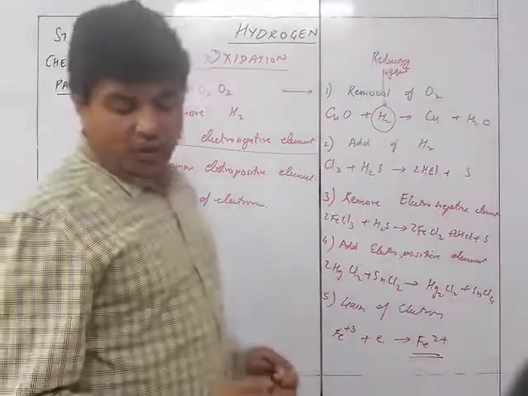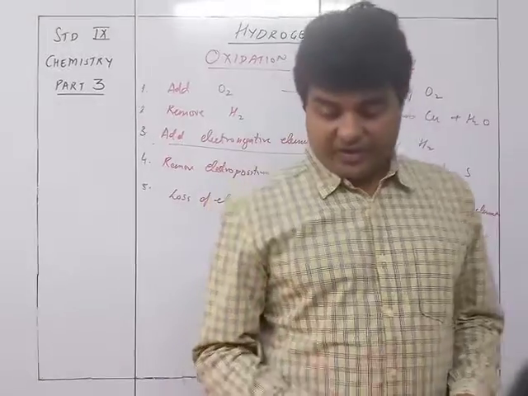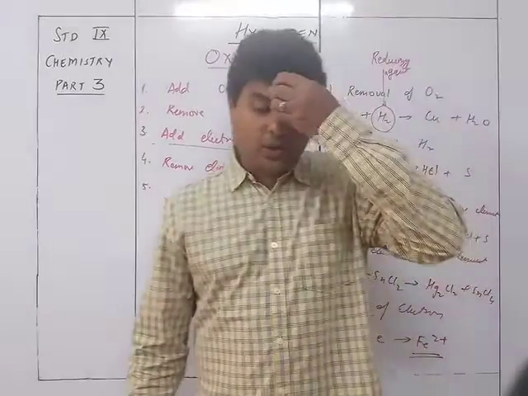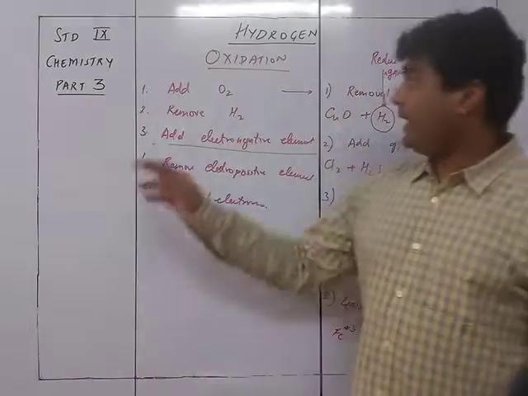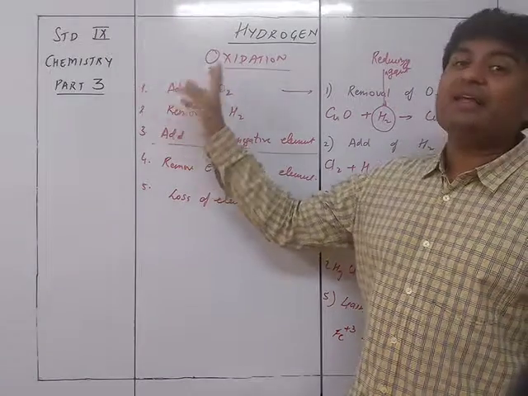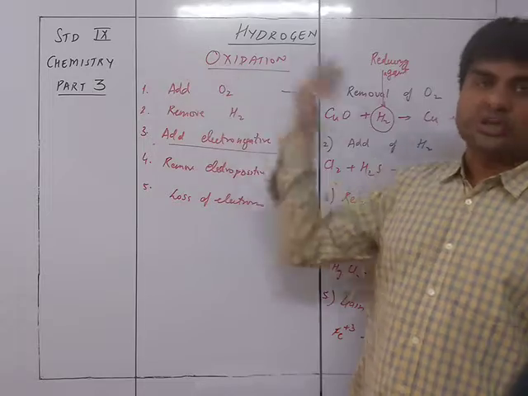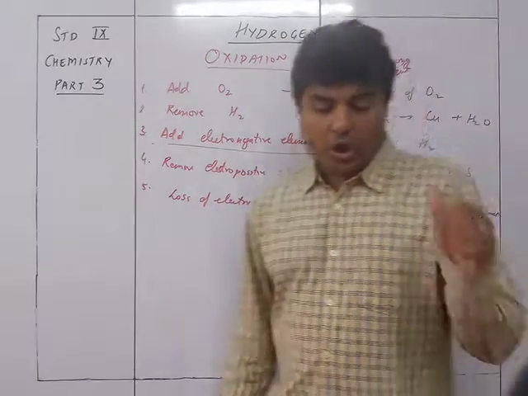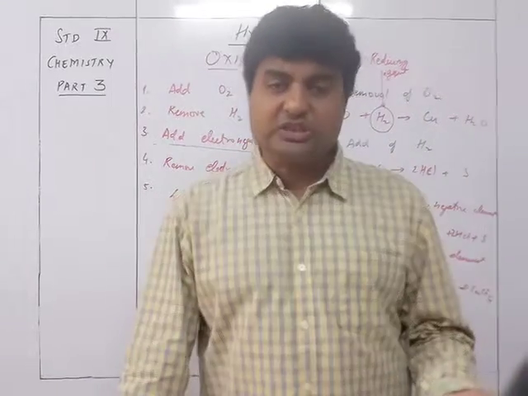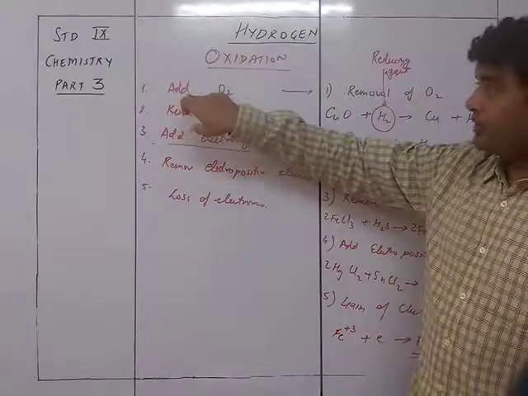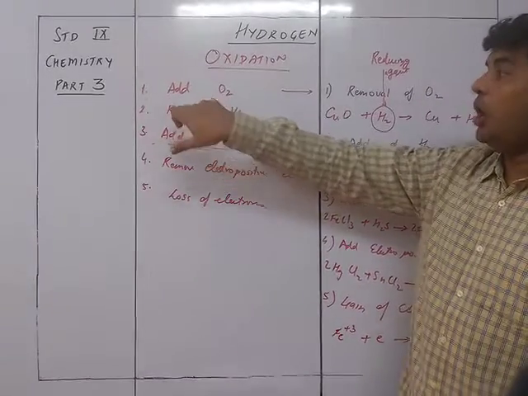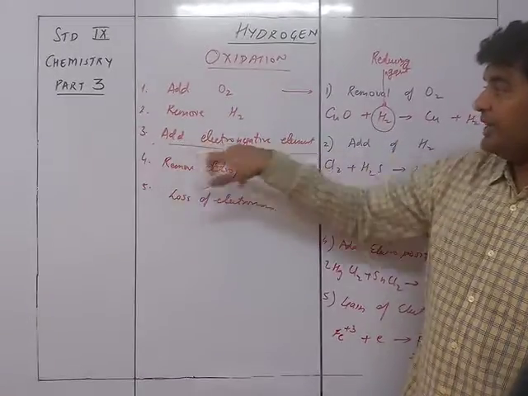So when you talk about the oxidizing agent and the reducing agent, oxidizing agent क्या होगा, यहाँ पे ऐड करना है, इसीलिए oxidizing agent का क्या होगा, वो लूज करेगा. Okay, so oxidizing agent loses oxygen, or it loses electronegative element.